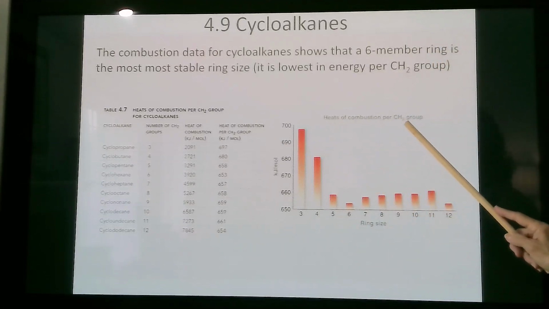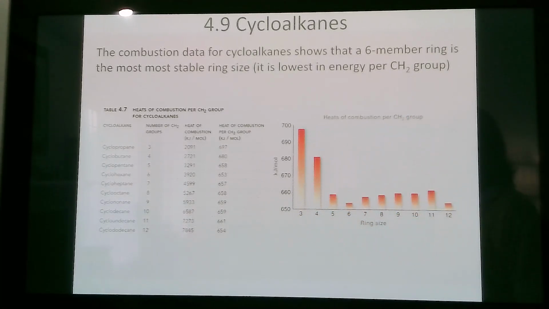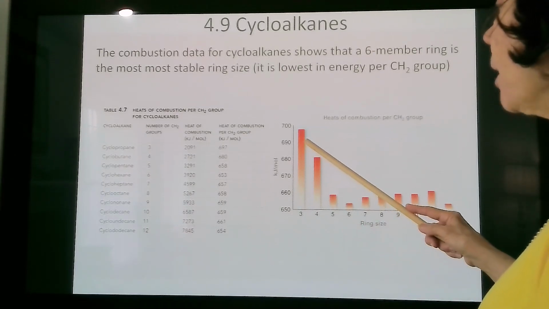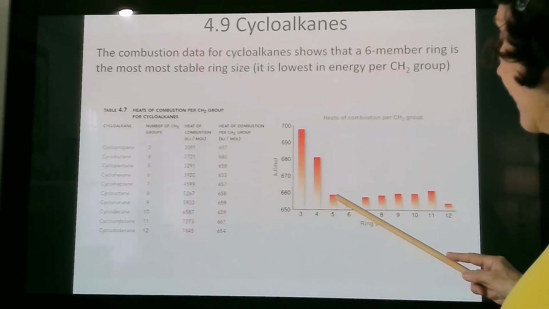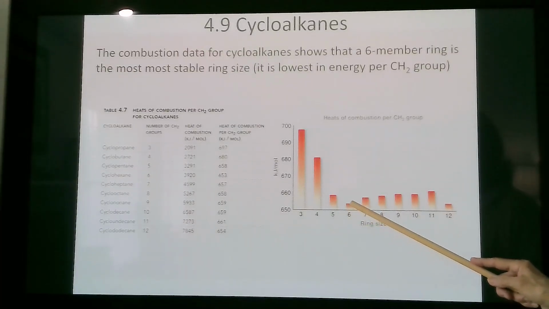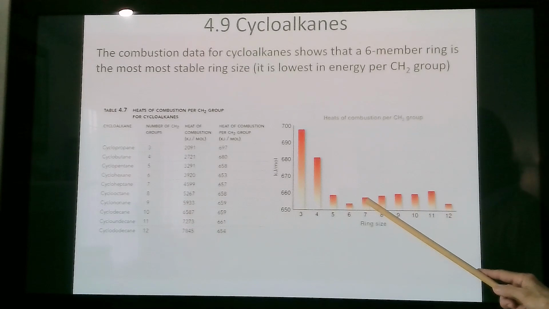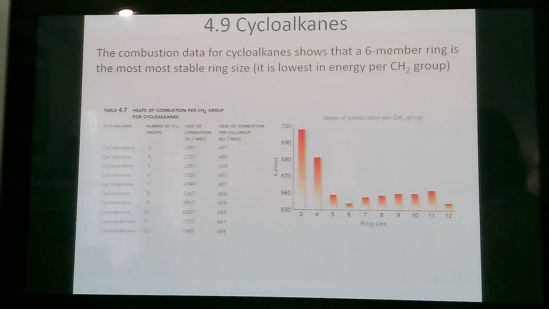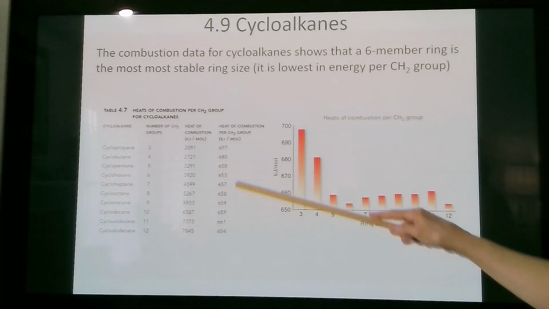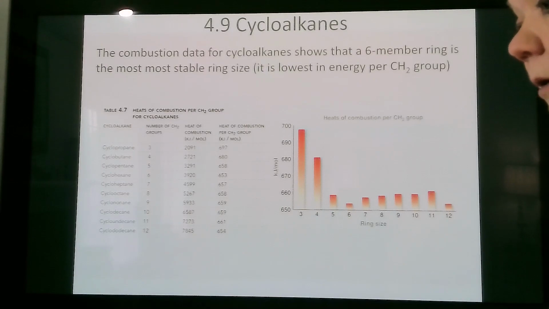Methylene is a CH2 group. Per methylene, this has the highest energy of combustion per methylene, then butane. And look here, now you get down to cyclopentane, it's much lower, and cyclohexane has the lowest of all. As you start increasing the number of carbons in the ring again, the heat of combustion per methylene starts increasing again. So it's just interesting. I would not say that you need to remember any of these numbers, but just remember this general trend.